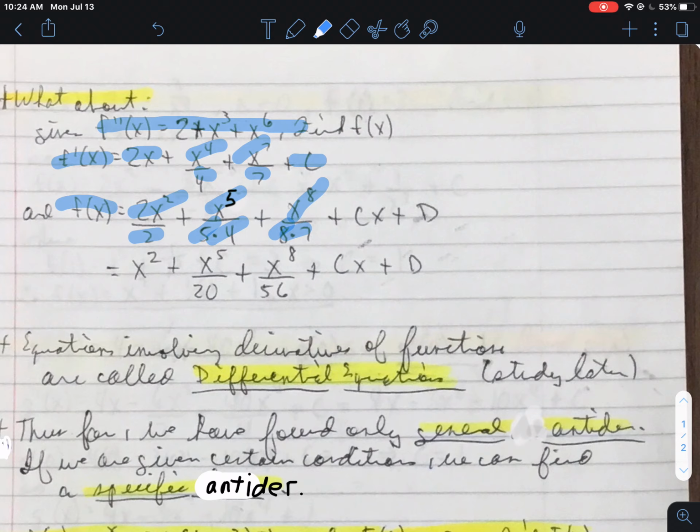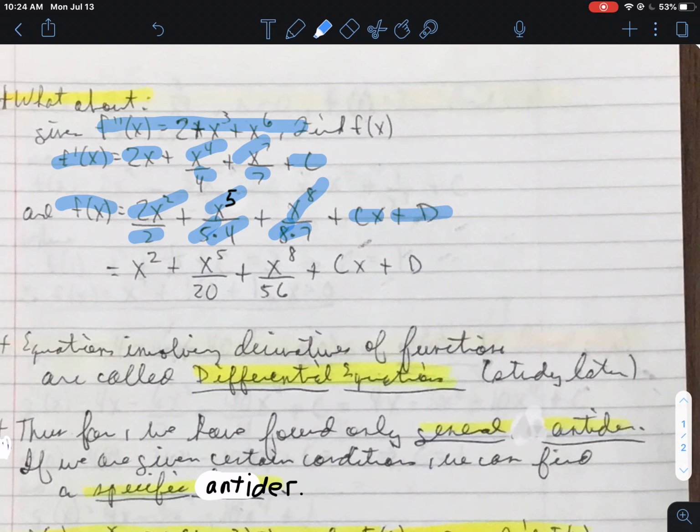But then watch the constant. What's the antiderivative of c? Remember, c is a constant whose antiderivative would be c times x. Just like we had earlier, the antiderivative of 4 is 4x. So the antiderivative of c is cx. Plus, we need our arbitrary constant. I just tack on another arbitrary constant.